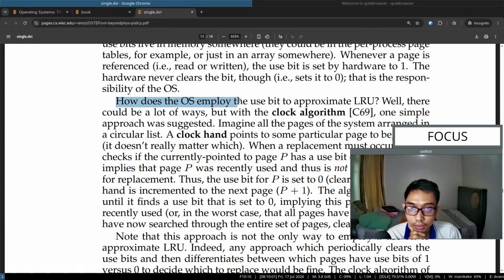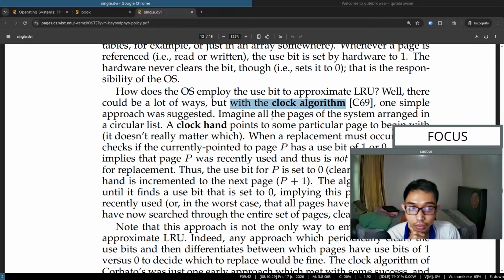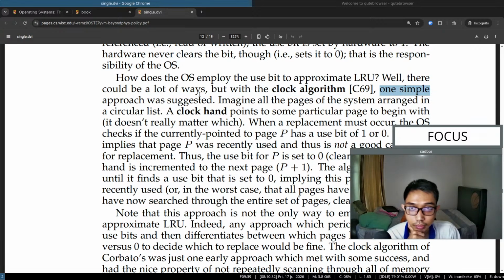Okay. How does the operating system employ the use bit to approximate LRU? Well, there could be a lot of ways, right? But with the clock algorithm, one simple approach was suggested. Imagine all the pages of the system arranged in a circular list.